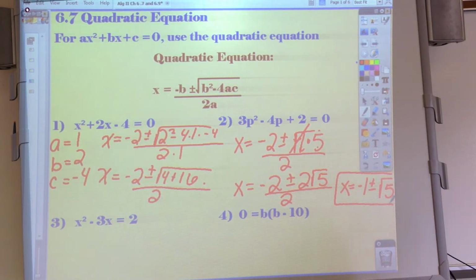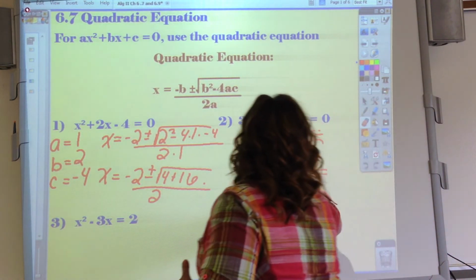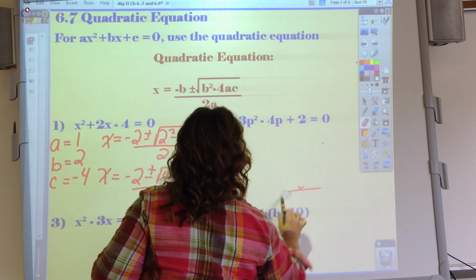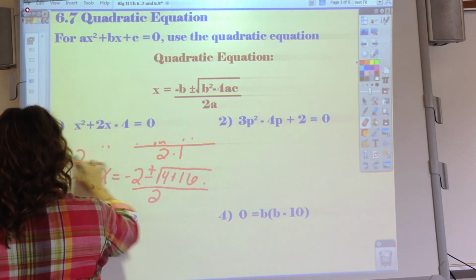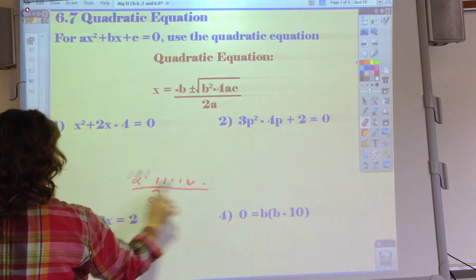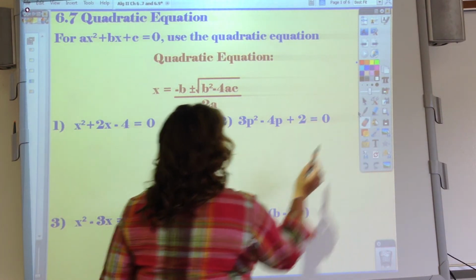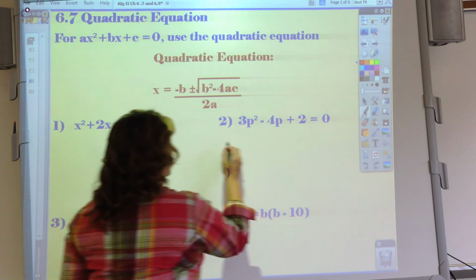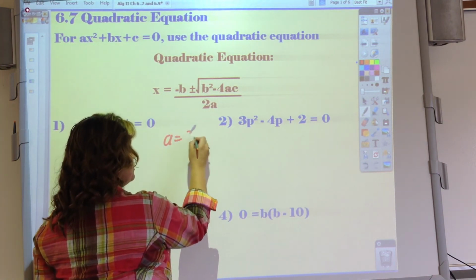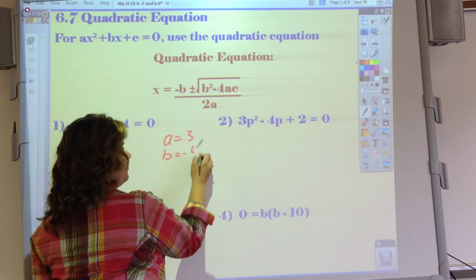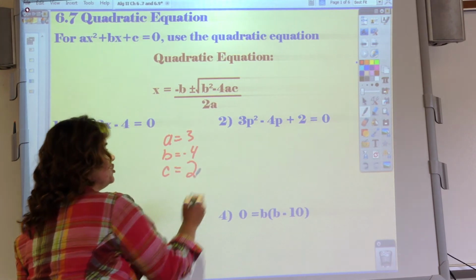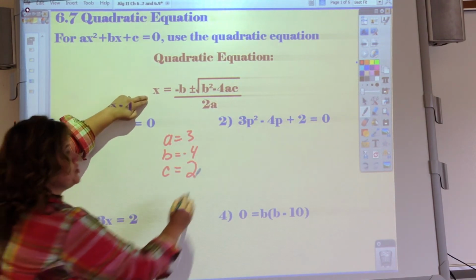All right, once you're done working that out, let's go ahead and start with number 2. We are going to need to identify our A, B, and C values. And while I erase this last example, go ahead and do that for me. All right, in number 2, we're solving for P. And my A value should be 3. My B value should be -4, and my C value should be 2. Let's plug into this equation right here.